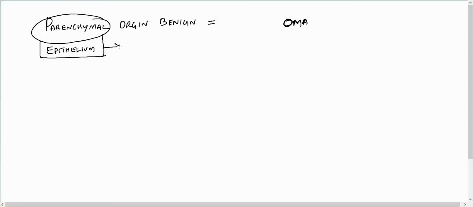and it forms glandular structures, it is called adenoma. So adenoma means glands. So oma means benign. It is forming glands and it is from the epithelium. It is called adenoma.